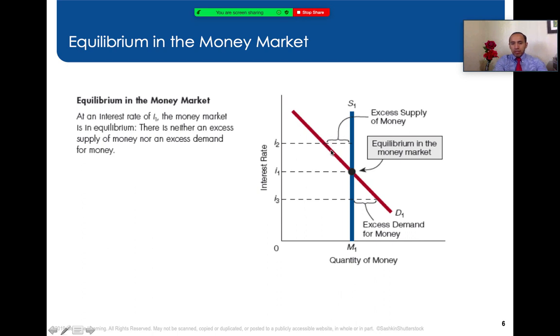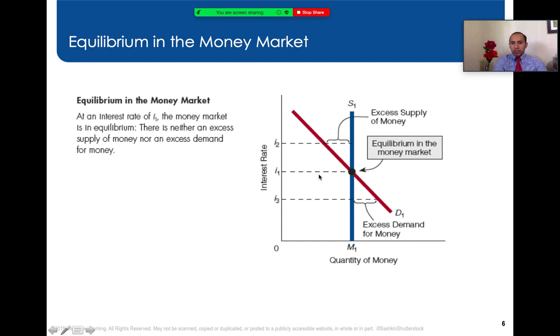So the interest rate is pushed down to the equilibrium rate. If the interest rate is too low, at a lower interest rate, we have higher quantity demanded for money, and the money supply in this case is fixed at M1. We may have higher quantity demanded than the money supply available, and we have an excess demand for money at a lower rate. So what we have here is the interest rate is pushed back to equilibrium, and the market clears at an equilibrium interest rate.